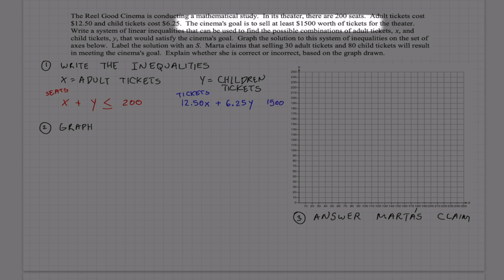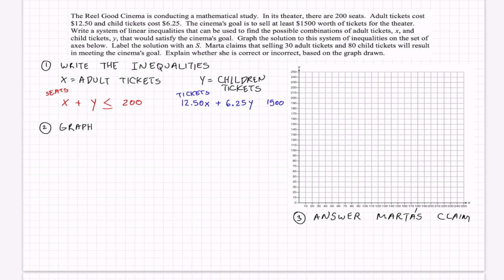This is saying that they want at least 1500. So that could be 1500, 1501, basically anything higher than 1500. So that symbol is going to have to be greater than or equal to: the amount of money I made from my tickets has to be greater than or equal to 1500. And I think we just tackled the hardest part, writing the 2 inequalities.